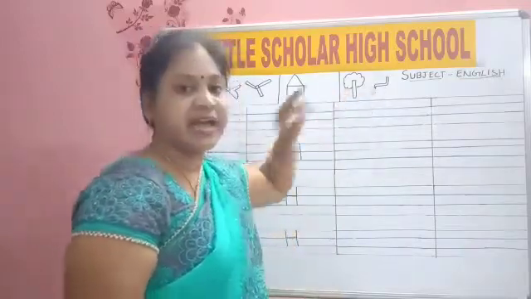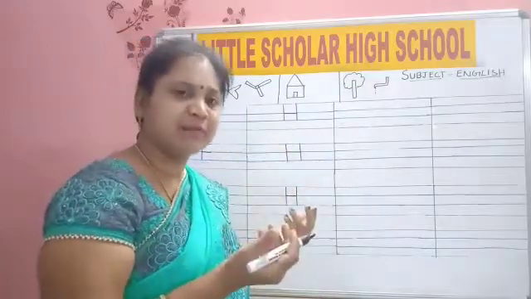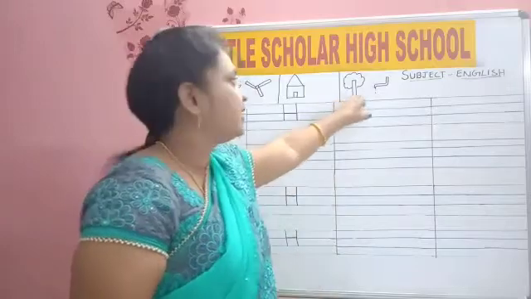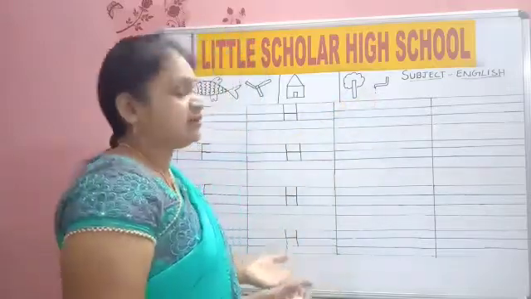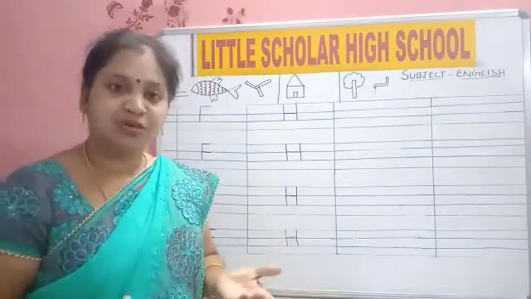T for tap. We all have taps at home. Yes, as you open the tap, what will come out? Water. No? So T for tree, T for tap. T for, one more what I told? T for teapot also we can say. T for table also. Yes.